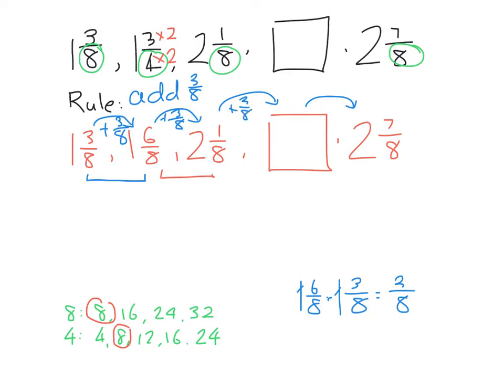We have 2 1/8 plus 3/8. 2 wholes plus no wholes is 2. 1/8 plus 3/8 is 4/8. But that's weird. The numerator and denominator are both even, so I can simplify.